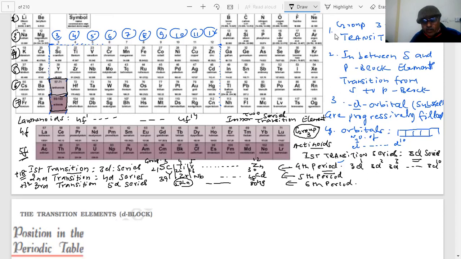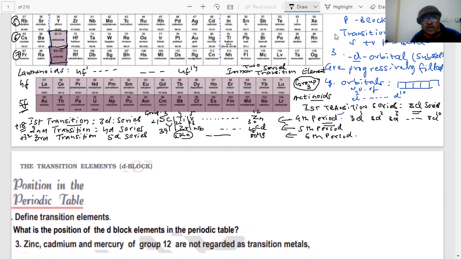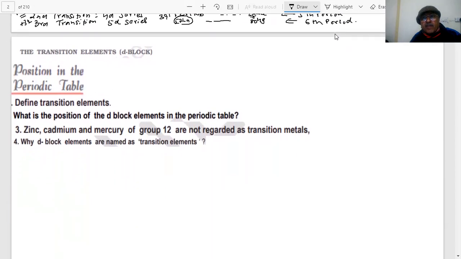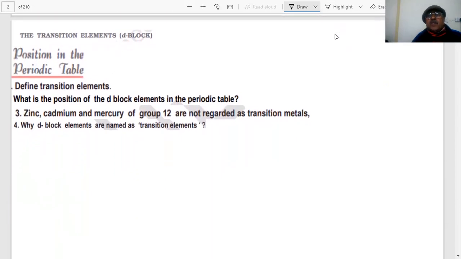Therefore, students, what I have tried to show you is that the first question to us is, first question. Now all our lectures are based on questions and answers which are given in the papers. Define a transition element. First question for you.